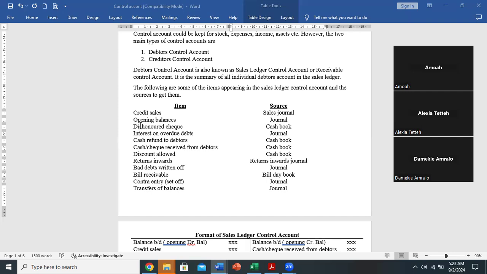So let's analyze. If your debtors give you a check that the bank refuses to pay, what does it do? Does it increase the balance or reduce their balance?